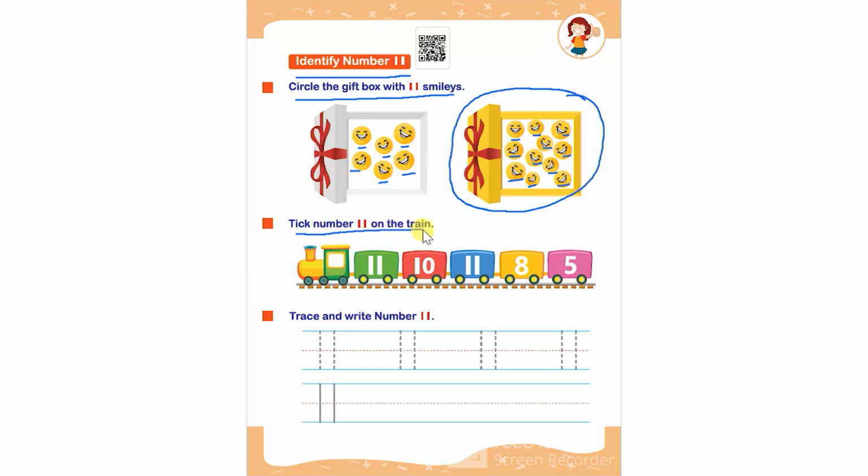Tick number 11 on the train. So here the child has to put a tick mark on number 11. Trace and write number 11. So the child has to trace the number 11 in the first row, and then they have to write the number 11 as shown over here and complete doing the same in the next row.